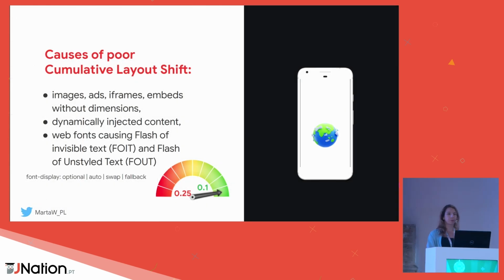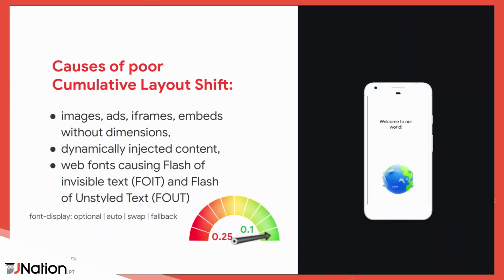And for instability, the first reason is elements without dimensions, because if we create a website and don't define dimensions from the beginning, then the browser doesn't know how much space to reserve for rendering elements. So the tip for this: try to always define both dimensions for these elements. Dynamically injected content is also involved with animations, so try to avoid it as much as possible or just optimize it. And also, quite often, fonts are related to layout shifts.